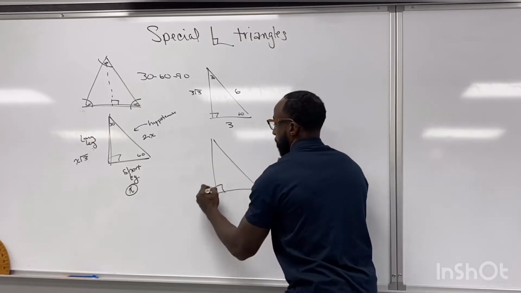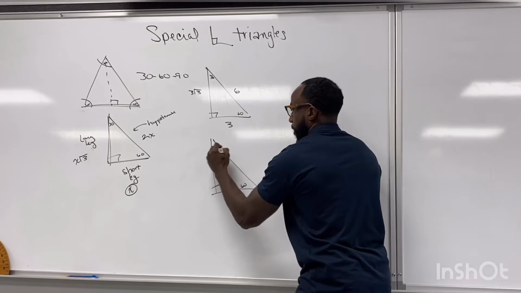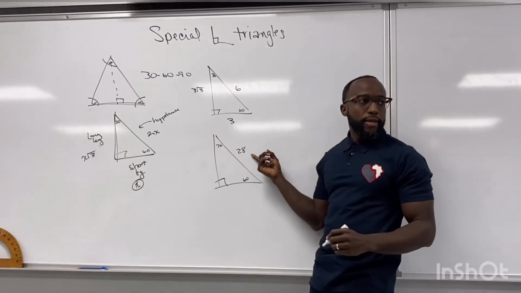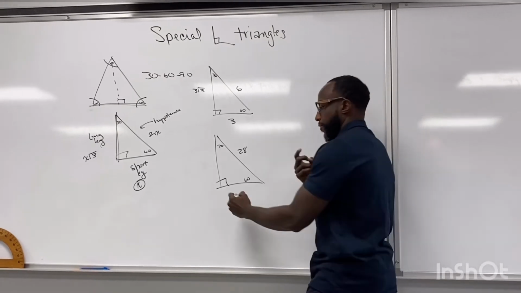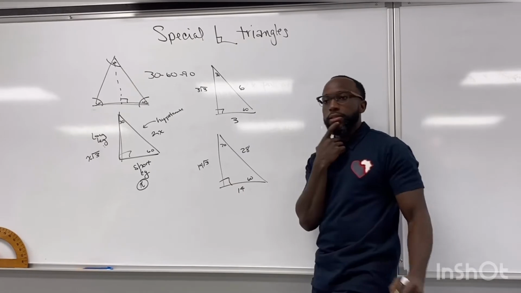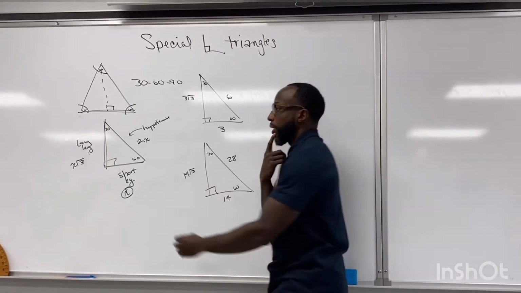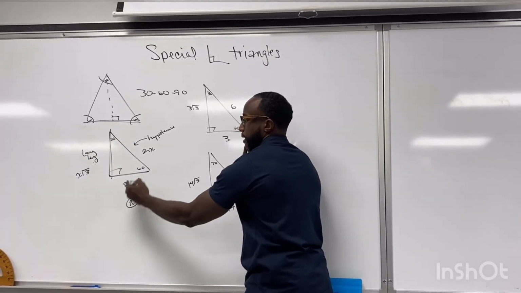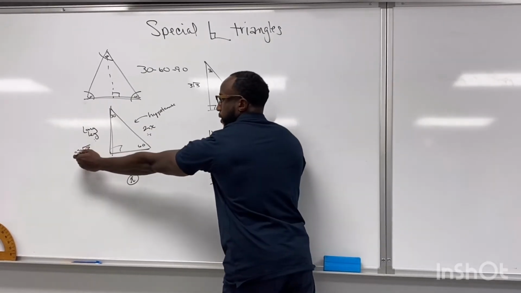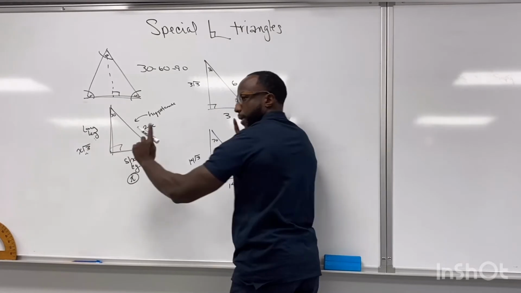This is 60, this is 30. What if I said this is 28? That's the double side. Half of 28 is what? 14, short. And then 14 root 3 is the long leg. So again, short leg is the x identity. The hypotenuse is 2 times x, 2 times the short leg. The long leg is the short leg times the square root of 3.